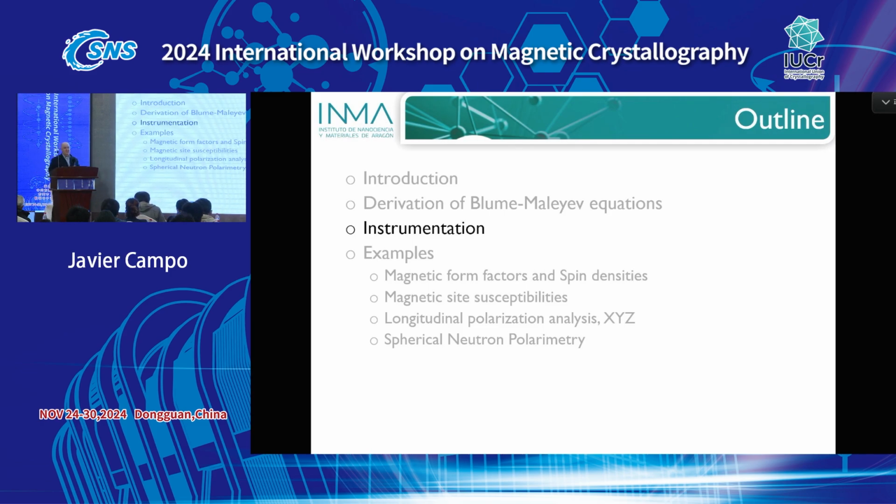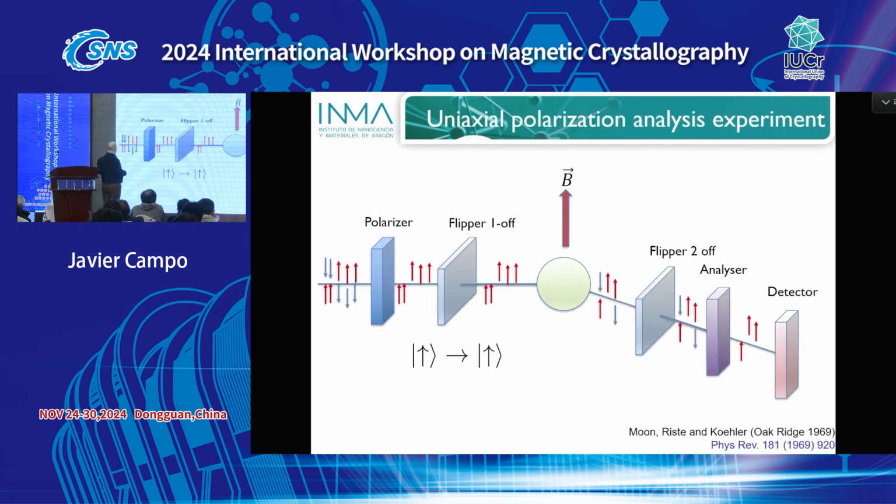I will finish the instrumentation, and then we will do a short break, and after the short break, we will continue with the examples. Okay, then we derived the Blume-Maleev equations, but there is something very important. We need to know how to control the polarization in our beam and how to measure the polarization in our beam. This is very important also. And then I prepared some slides to explain this.